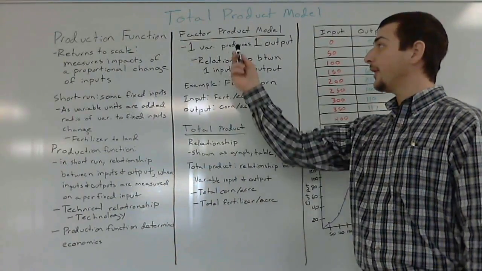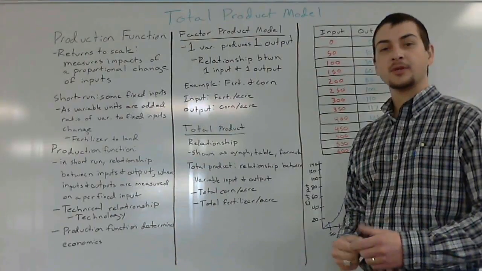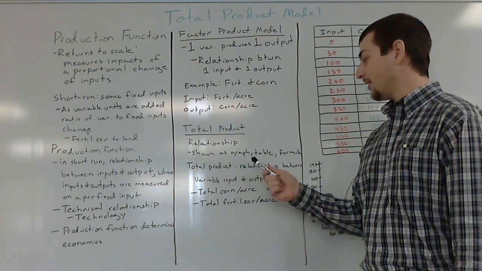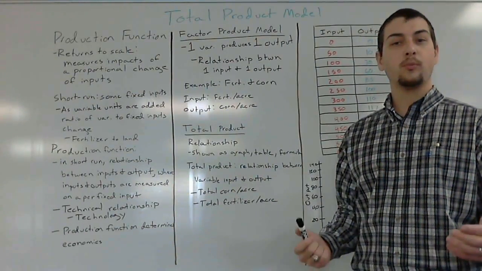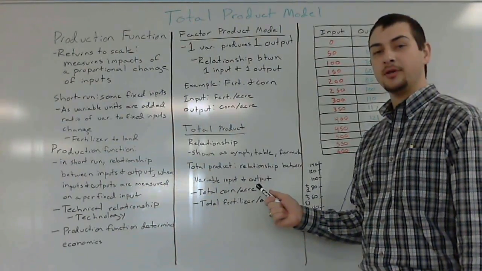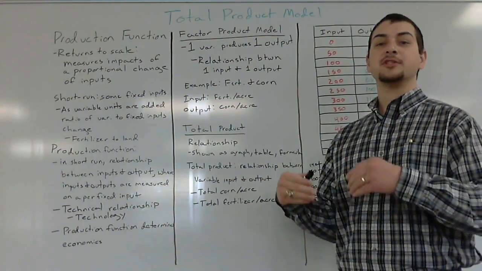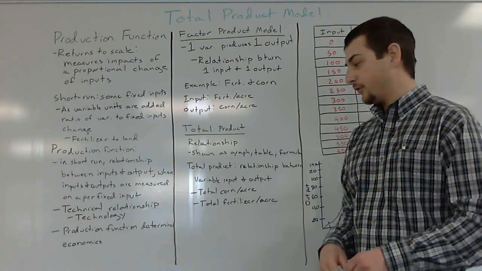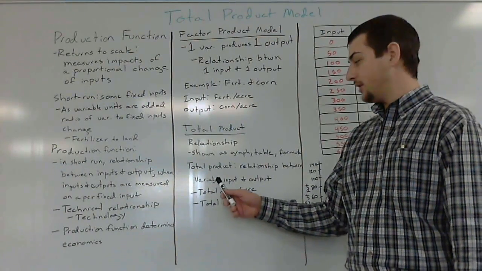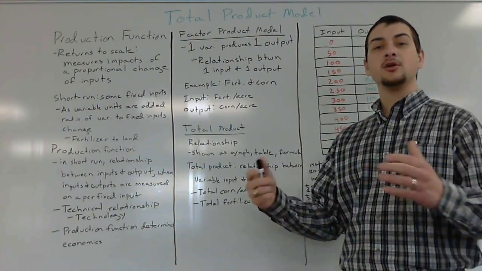Then we can take this factor product model and then evaluate and determine the total product. The total product is going to be a relationship as well, and it's shown as a graph, a table, or a formula. And what the total product is, it is the relationship between the variable input and the output. And we now look at the total amount of that variable input that's being used versus the total amount of output. So for example, we might say, what is the total fertilizer per acre, and then what is the total corn yield per acre? We're looking at it on a total basis.